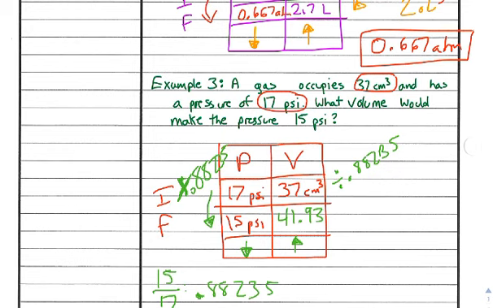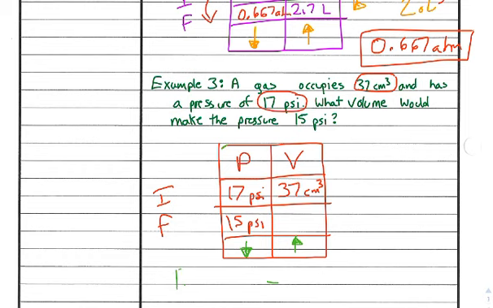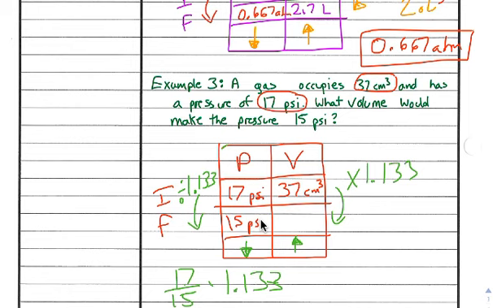Now, what if I had done this instead of using the 15 divided by the 17? What would I have done differently? Well, if I had done 17 divided by 15 instead, I would have gotten 1.133 and a whole lot of threes. And so what I see here now is that I would be dividing by 1.133. So over here, I would have to multiply by 1.133. And so if I do that, times 1.133 times 37, I get the same answer, 41.93.